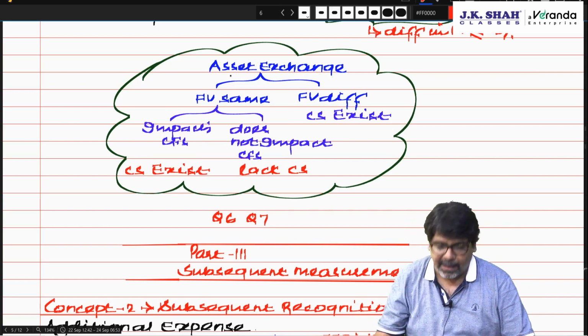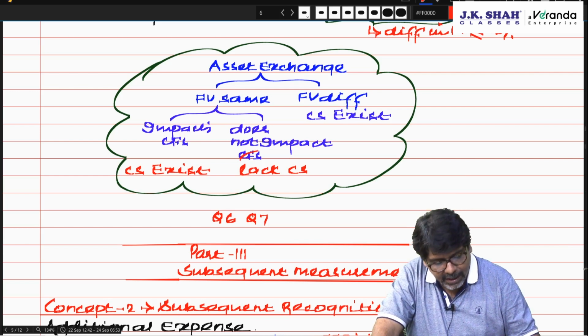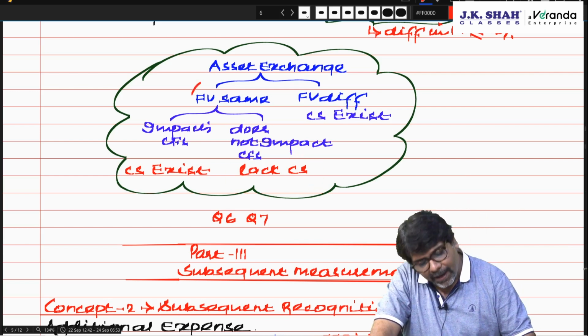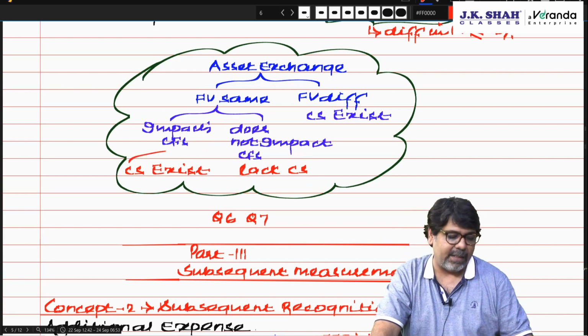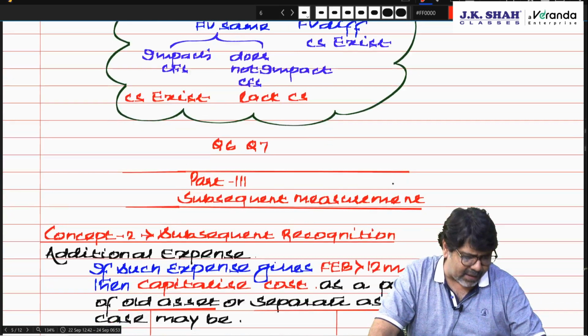If fair value is the same and it does not impact cash flow, then commercial substance does not exist. If fair value is the same and it impacts cash flows, then commercial substance exists. Am I clear, chartered accountants? Yes or no? Yes, sir.